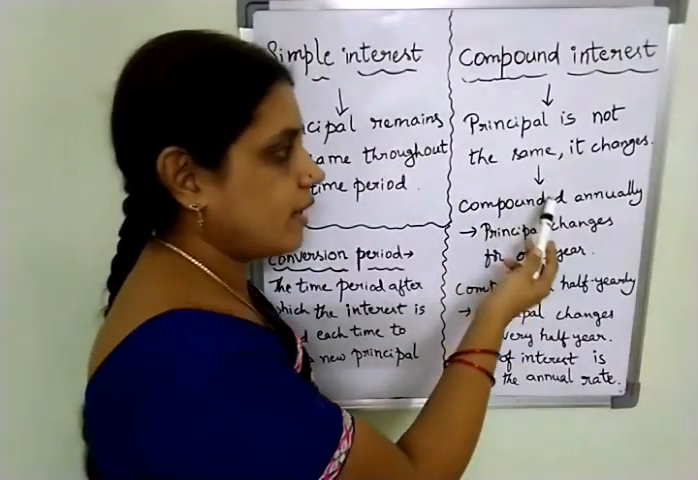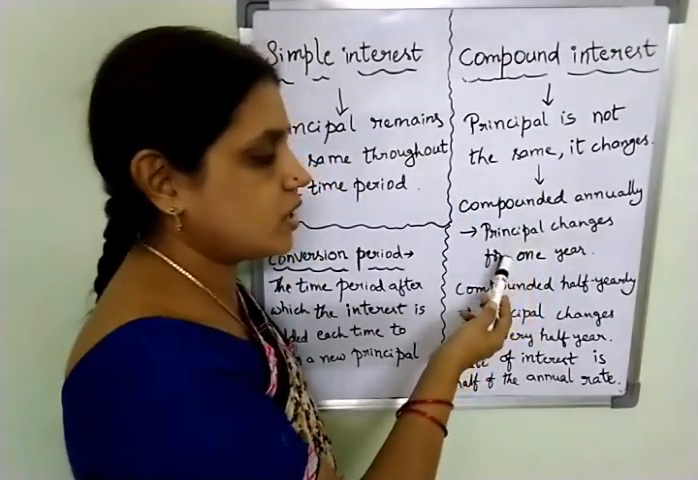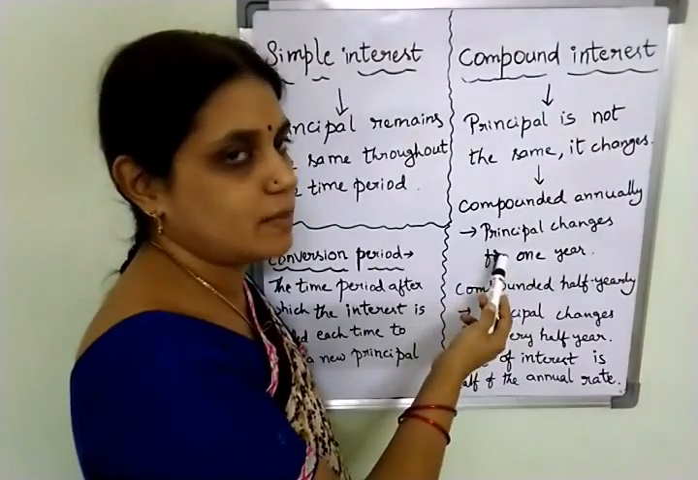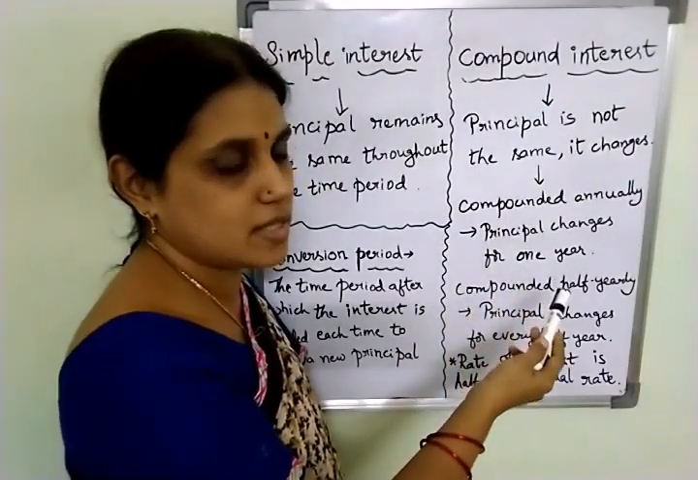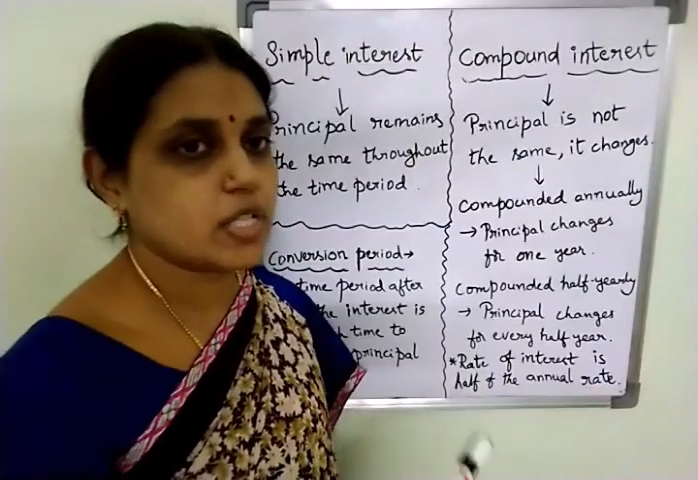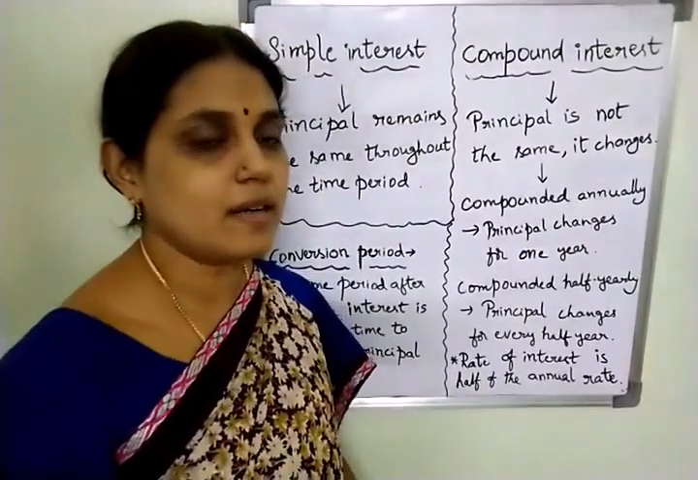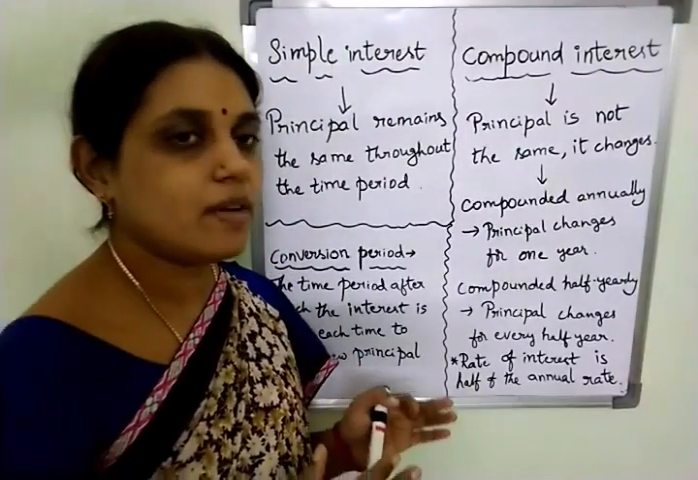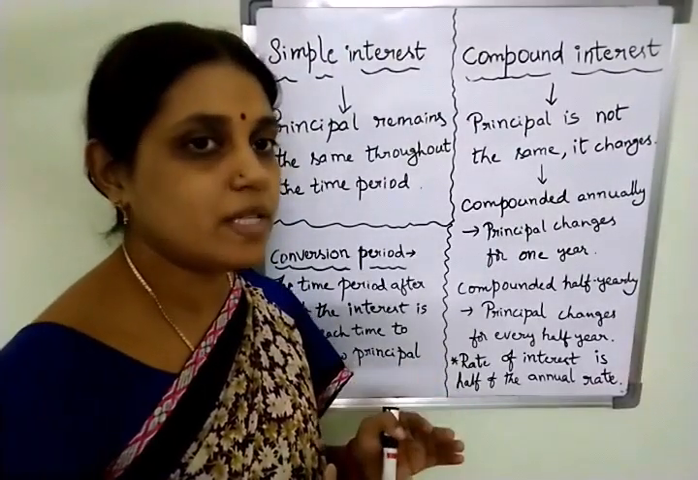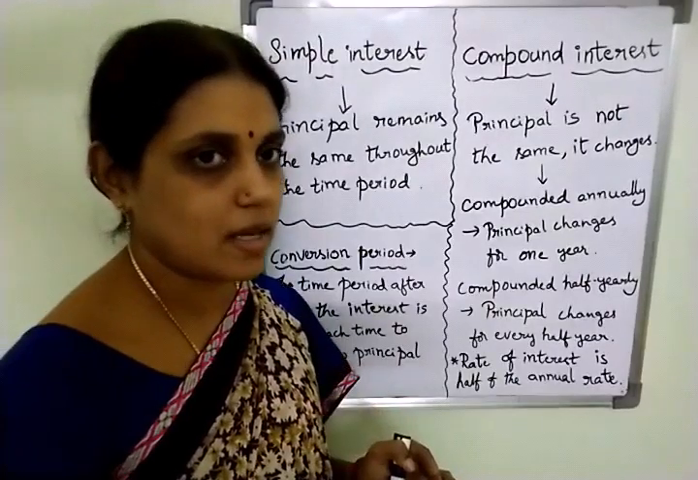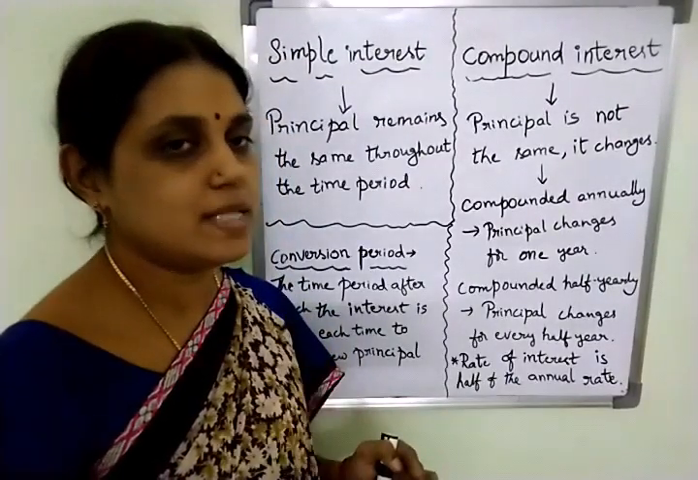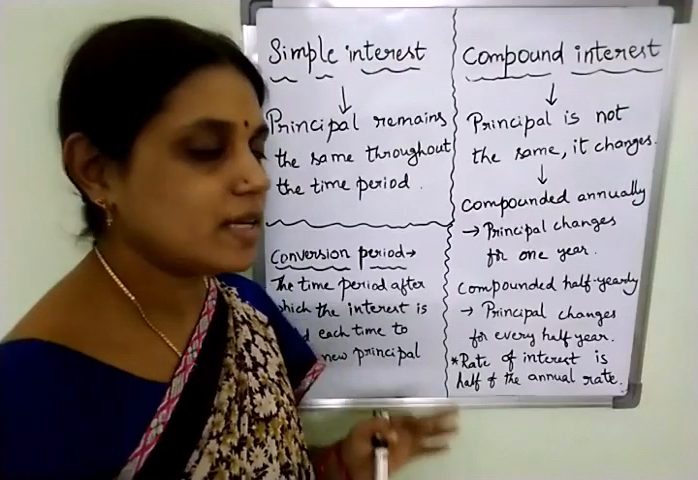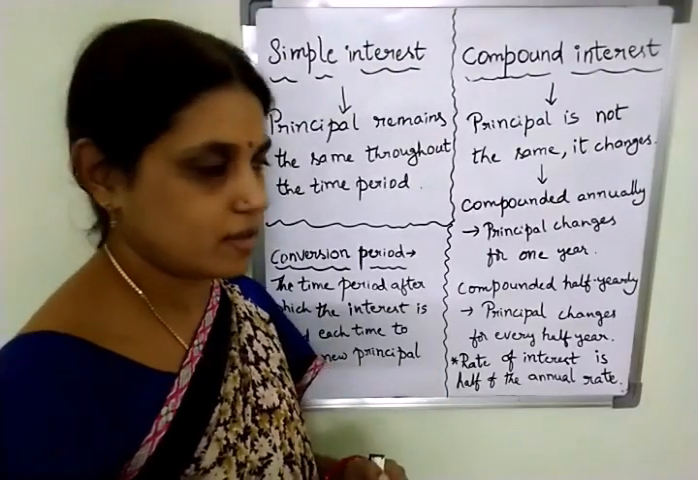And how does it change? If it is compounded annually, then the principal changes after every 1 year. How will it change? Actually, compound interest means the interest on interest. So, after 1 year, whatever the amount will be there, amount means what? Principal plus interest. That amount will become the principal for the next year. Okay, that is the main concept of compound interest.